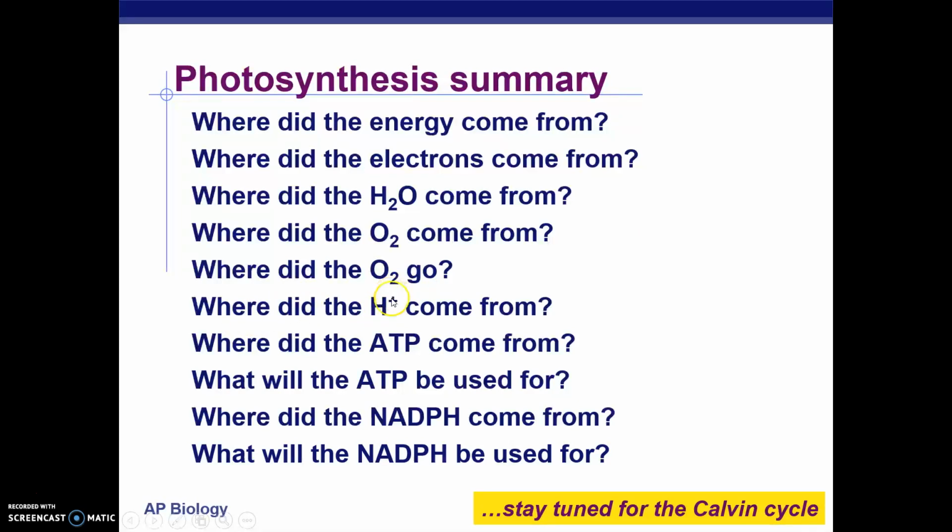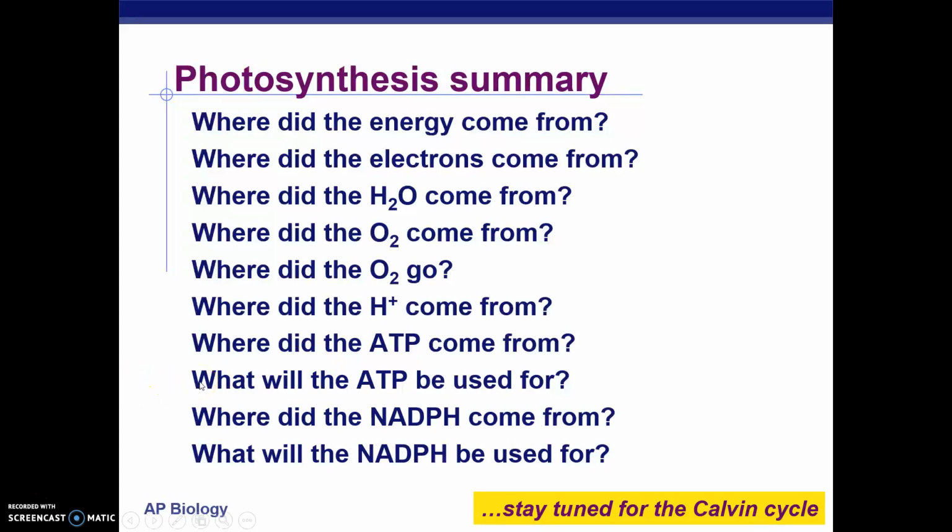Where did the protons come from? They also come from splitting of the water molecule. Where did the ATP come from? ATP was generated by creating the proton gradient first and then using the proton motive force and ATP synthase, which phosphorylated ADP, and that's where ATP came from.